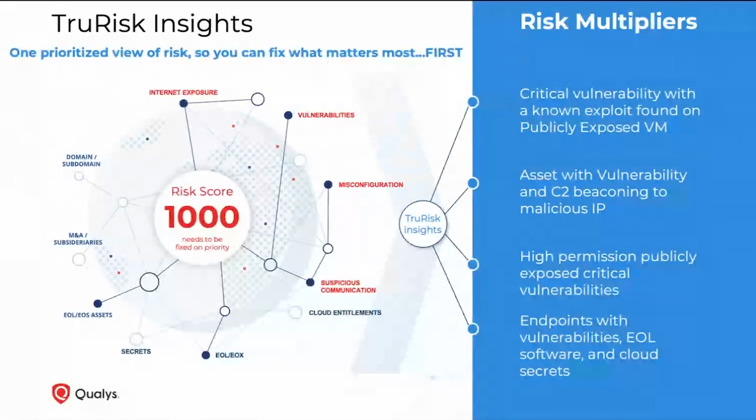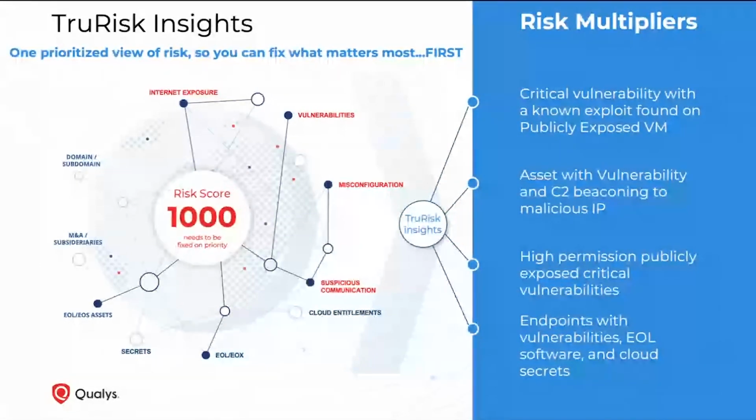You may have a high permission publicly exposed asset with a critical vulnerability. Now, that's troublesome because if that asset were to get compromised, then those permissions could be used to do lateral movement within the organization, and that could also be very harmful. And finally, endpoints with vulnerabilities that have end-of-life software and have cloud secrets. So as you can see, these four different examples show how different contributing factors come together to provide more context so you can prioritize your view of risk and fix what matters most first.